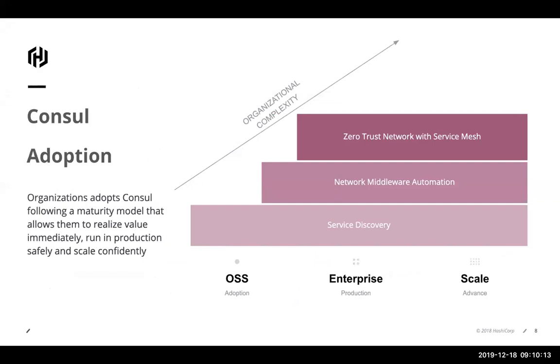In terms of adoption, we see customers follow this common maturity model that you see here on the right that allows them to realize value immediately as they deploy Consul in the beginning stages, maybe as an open source offering for individuals and practitioners. And they may be using service discovery for that purpose. Later on, deploying Consul in production within an enterprise environment to do things like automate their network middleware with load balancers and firewalls. And then later to enable zero trust networking using a full service mesh.